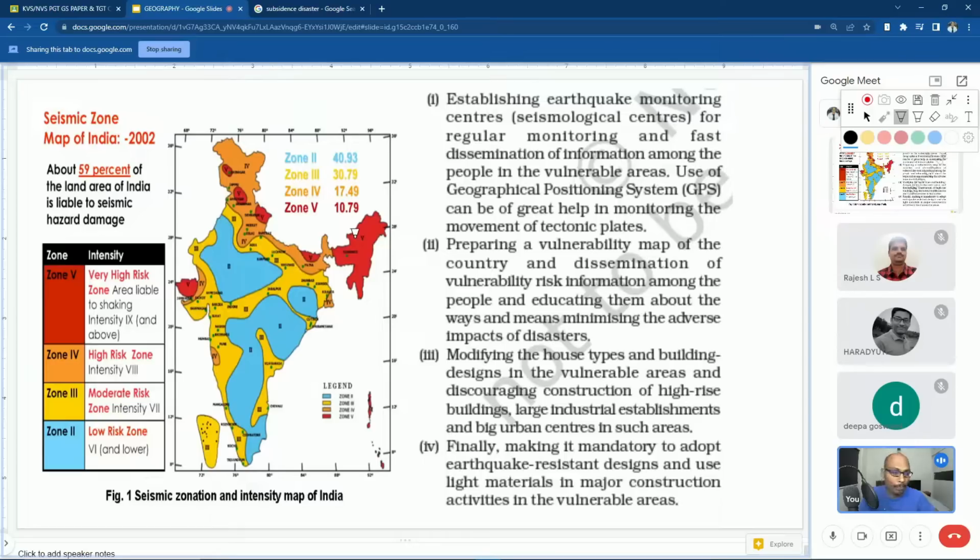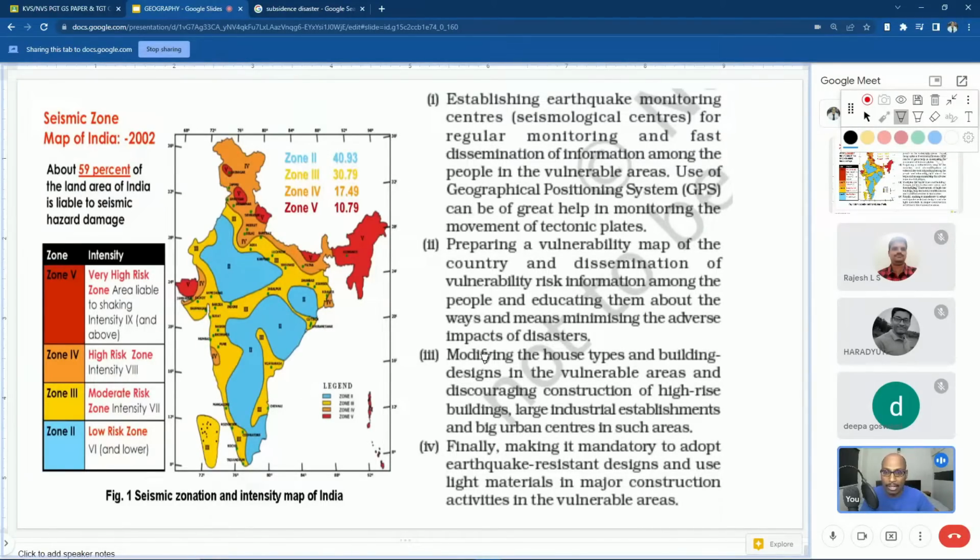So I suppose Ghoshji and Rajesh sir and I are in the moderate risk zone to low risk zone, but Deepa ma'am is in the high risk zone. Now these are on the right side. You can see what we can do as precautionary measures to avoid this kind of natural disaster. Of course, we cannot avoid earthquakes, but we can save our lives with the help of a lot of preparation.